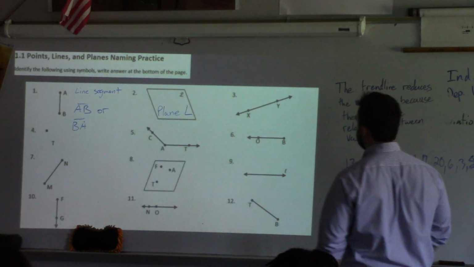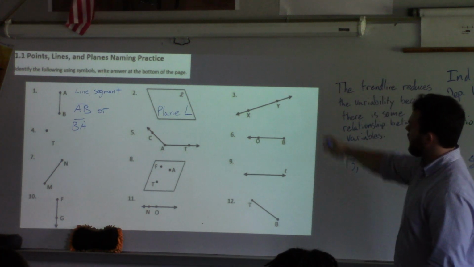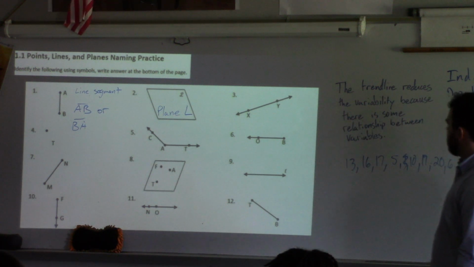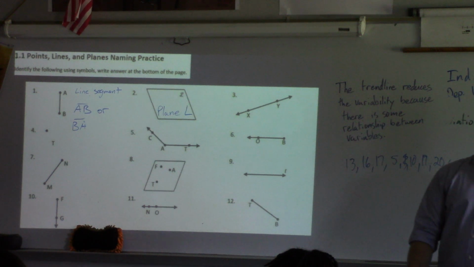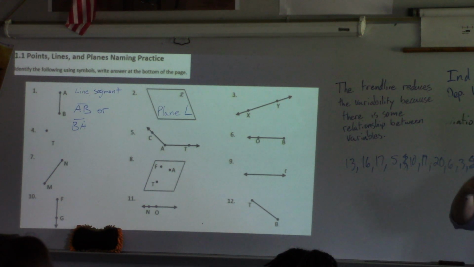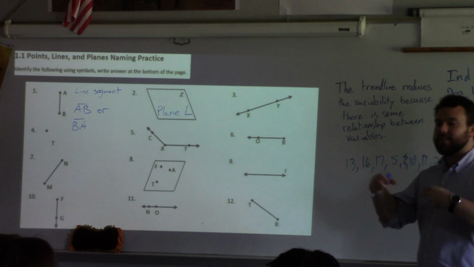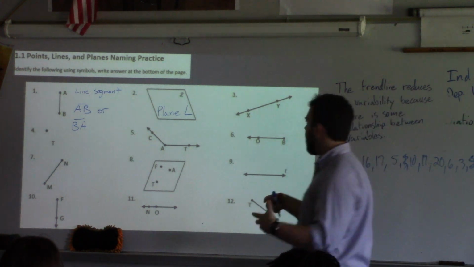Now 1 and 2, and 3. What's the difference between 1 and 3? Three's a line. It has the arrows. So 3 has those arrows indicating it's not a line segment, it's an actual line, okay?